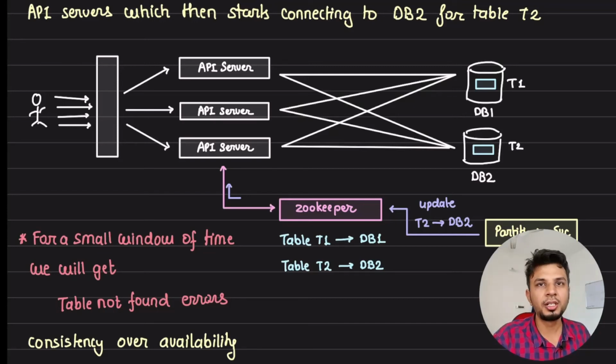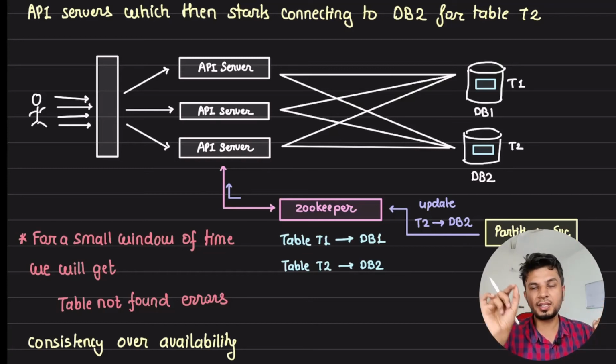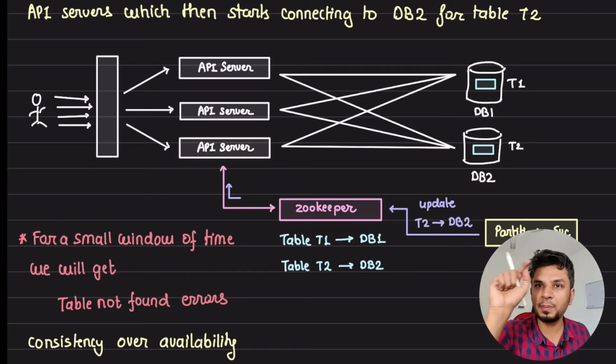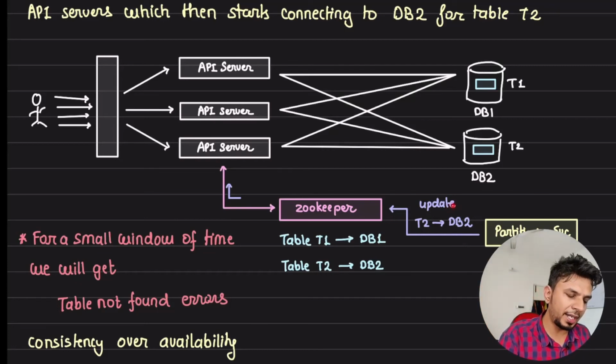So the engineer then fires this thing, moves the table, doing that MySQL dump, restoring it in another place, and starting the replication, where that one table across the two databases gets replicated. When the replication lag is 0, you do a cutover. As soon as you do a cutover, you fire the update onto Zookeeper saying that now table T2 is present on DB2.